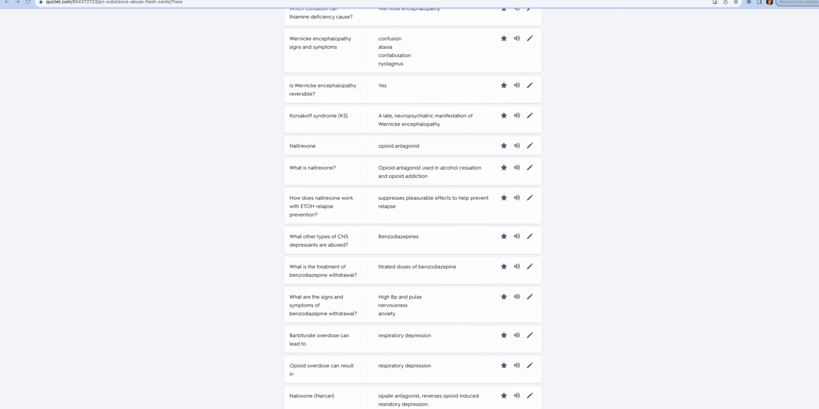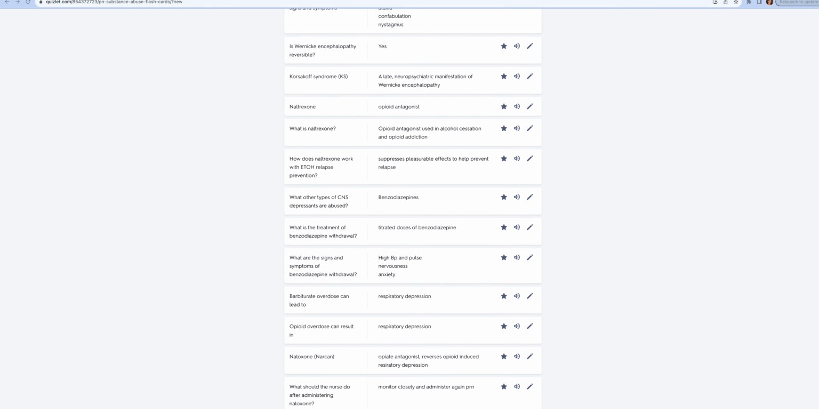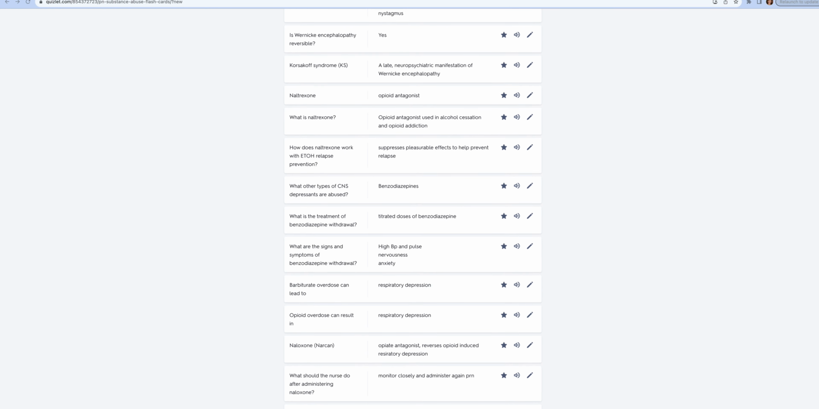And then opioid overdose, actually, there's a reversal agent for that, and it's called naloxone, and it's an opiate antagonist, and it reverses opioid-induced respiratory depression. The problem is it's got a shorter half-life than the opioids. So what you need to do if you have to give somebody naloxone is you have to monitor closely because the patient may go back into respiratory depression, and then you would have to administer another dose.